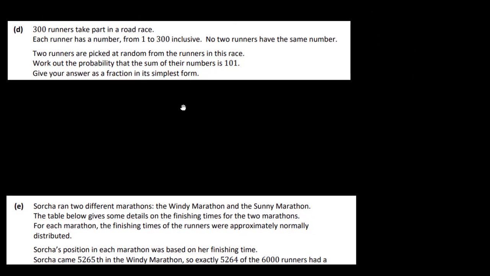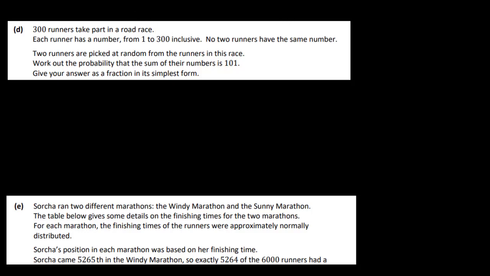300 runners take part in a road race. Each runner has a number from 1 to 300. No 2 runners have the same number. 2 runners are picked at random from the runners in the race. Work out the probability that the sum of their numbers is 101. Okay, give your answer as a fraction in its simplest form.